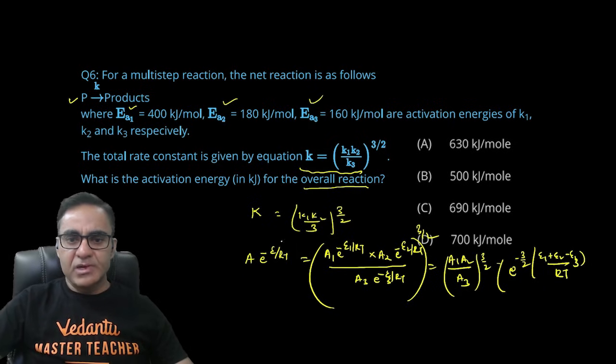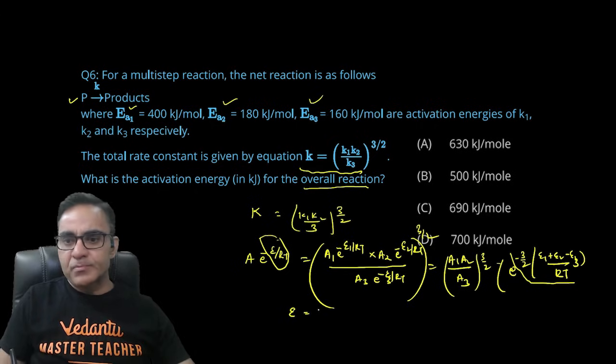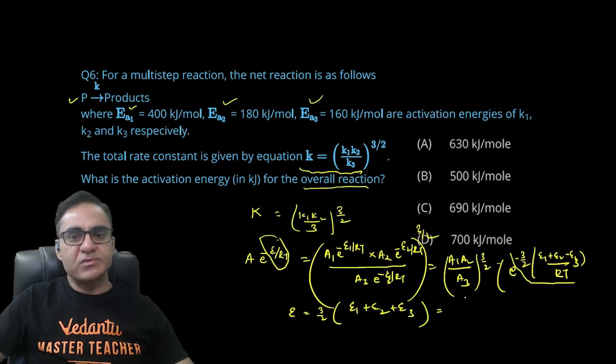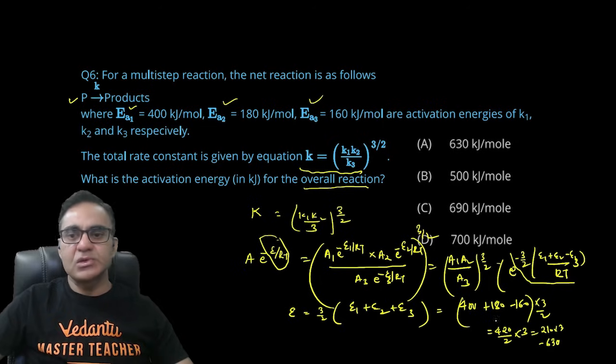All right. Now, if you compare these terms, E upon RT can be written as this value. So from here, I can write E is equal to 3 by 2 into E1 plus E2 minus E3. Okay. E1, E2, E3 are given in the question. 400 plus 180 minus 160, into 3 by 2. So this comes out to be 420 upon 2 into 3. So 210 into 3 comes out to be 630 kilojoule per mole. All right. So 630 kilojoule is the final answer of this question.